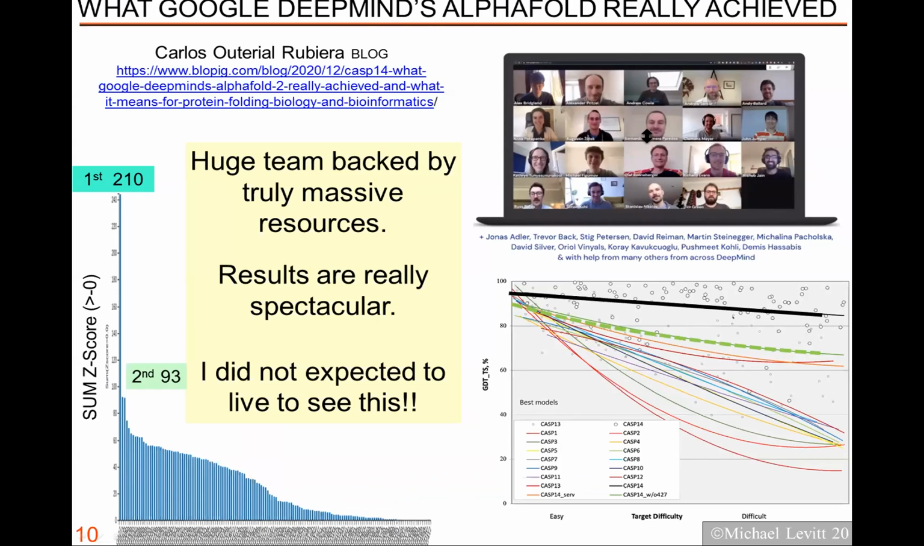They're backed by Google and a lot of money, but in fact, the results are really spectacular. I did not expect to live to see this, and we can see this here. This is a distribution of the sum of z-scores of the predictions. And of course, the sum is higher if you do more predictions and you do better predictions. So the best group got a z-score sum of 210. The 2 second best groups, 93. So it's more than twice higher.